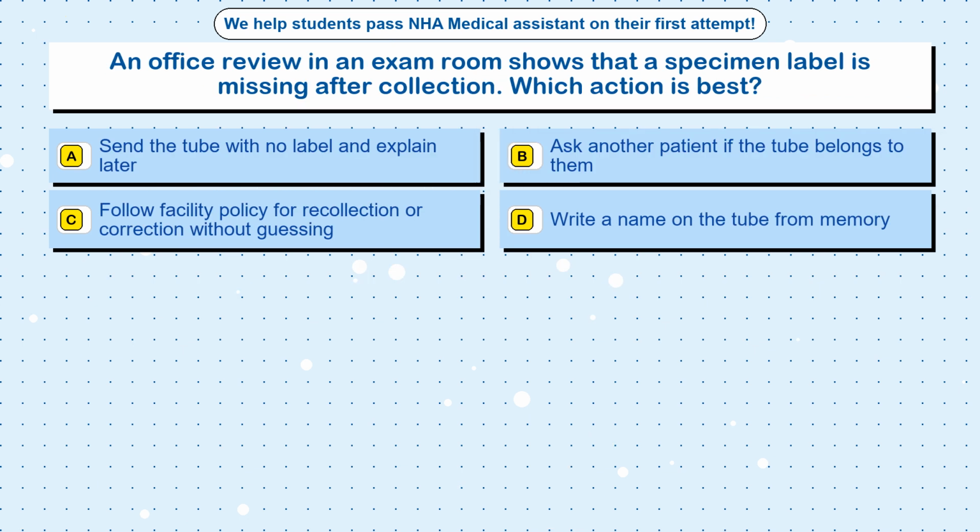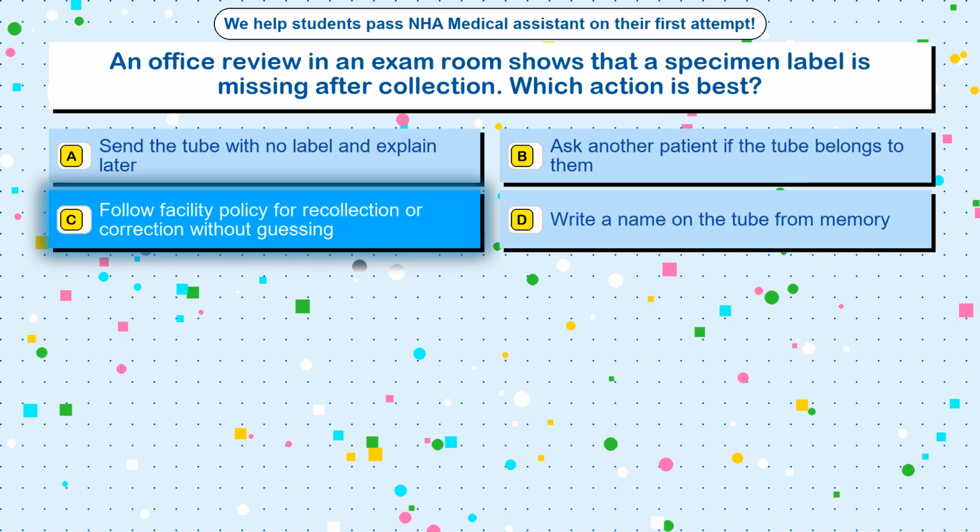Question 45. An office review in an exam room shows that a specimen label is missing after collection. Which action is best? Option A, send the tube with no label and explain later. Option B, ask another patient if the tube belongs to them. Option C, follow facility policy for recollection or correction without guessing. Option D, write a name on the tube from memory.